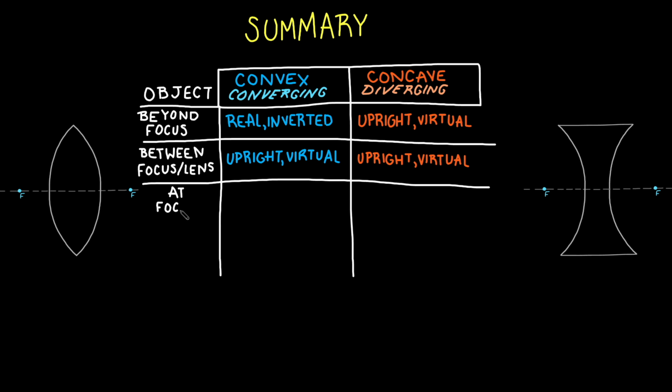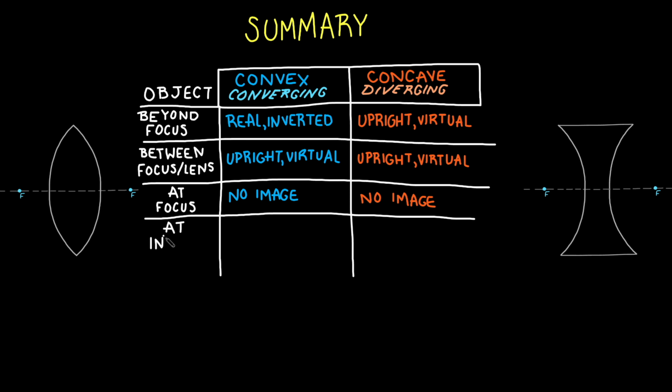If the object is placed at the focus, no image will form. If an object is placed at infinity, an image will form at the focus. For a convex lens, the image will be real. For a concave lens, the image will be virtual.